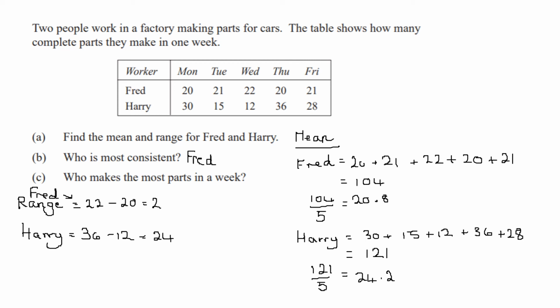Who makes the most parts in a week? If we go back over to our means, we can see that Fred makes 20.8 a day, Harry makes 24.2 a day, so Harry would make more parts in a week. We can also do that just by adding together all of the parts and comparing the numbers, which we had here. Fred made 104 and Harry made 121.